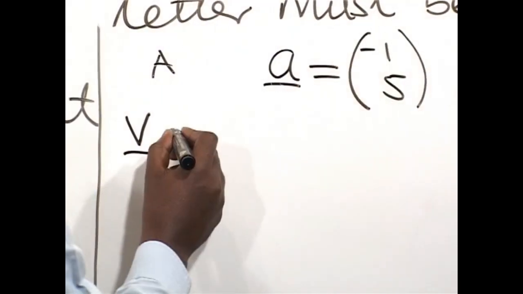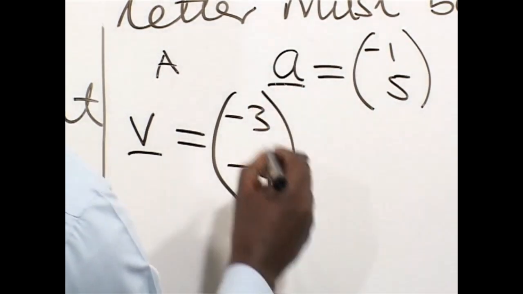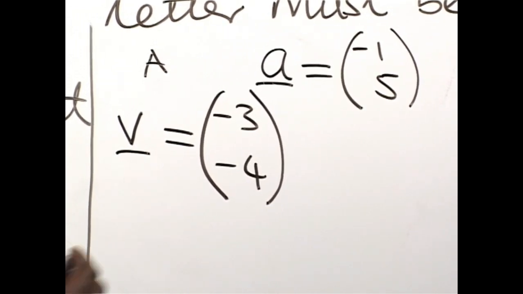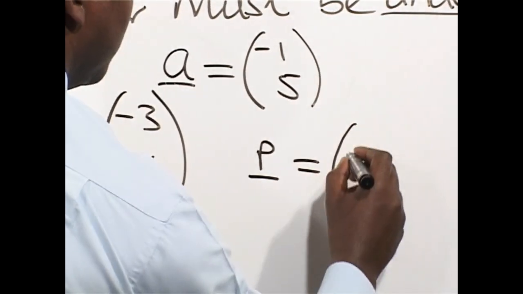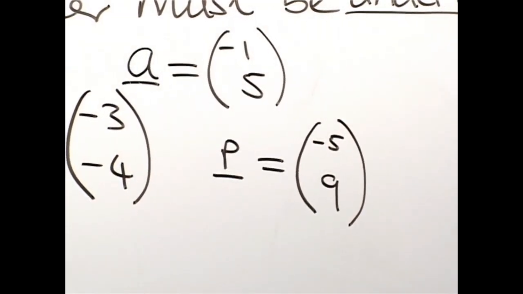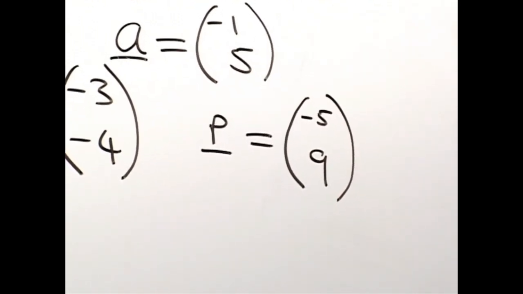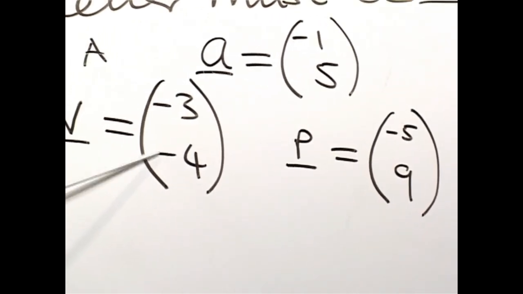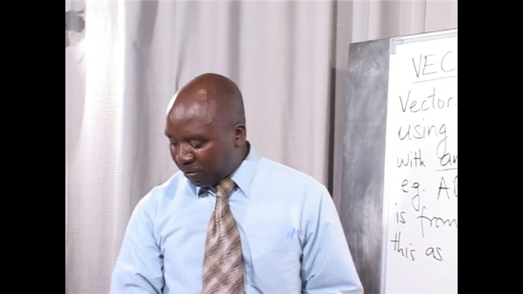I can have another vector V underlined and say this is equal to -3, -4. Again, that is a vector using a small letter V. There are so many that you can write. Vector P equal to, let's say, -5, 9. That is another vector P. The P, you can see it is small and it is underlined. As we mentioned earlier, the numbers that are in the vector are called components of a vector.